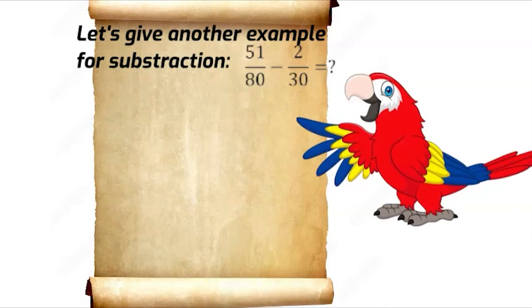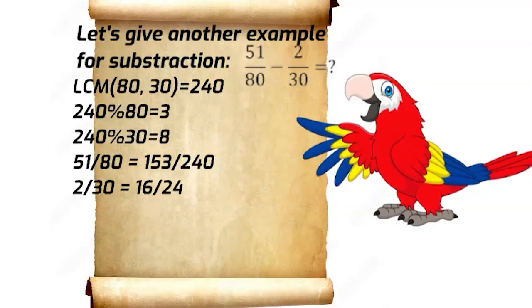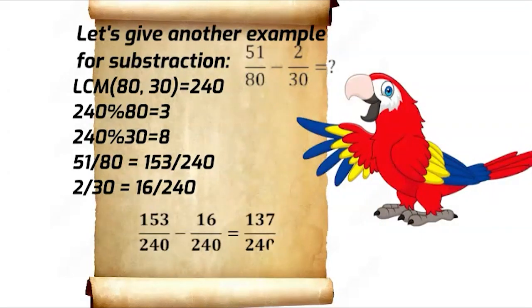Let's subtract 2 over 30 from 51 over 80. The lowest common multiple of their denominators is 240. 240 divided by 80 is 3 and 240 divided by 30 is 8. Let's expand our fractions by 3 and 8 and we get 153 over 240 and 16 over 240. 153 minus 16 is 137 and the denominator stays the same. So, the resulting fraction is 137 over 240.